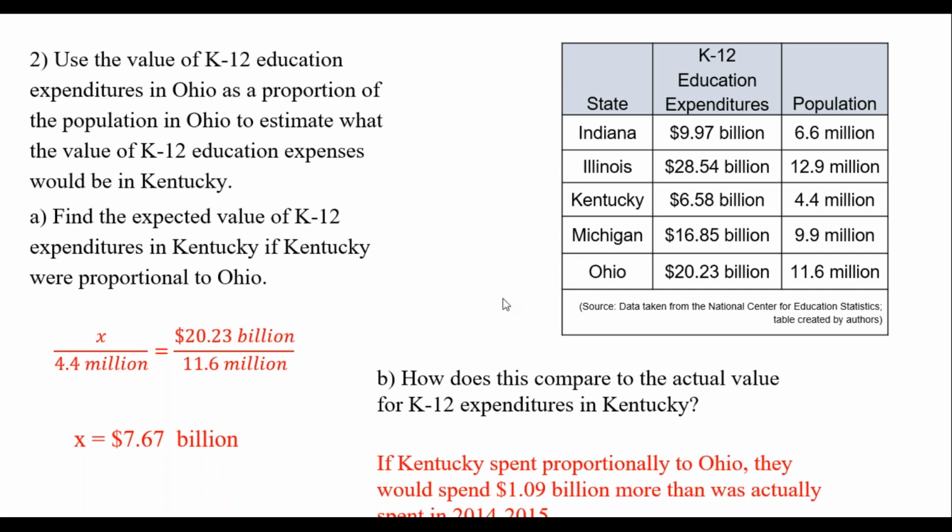Okay, so we're comparing Kentucky. Okay, if Kentucky were proportional to Ohio. So we're saying if Kentucky. So Kentucky is the one we're trying to figure out a part of. Ohio is the one that we're comparing using all the information there. So that's how we find that there. And then how does this compare to the actual value? Well, you can actually do a subtraction problem and find the difference between that and explain something like that.